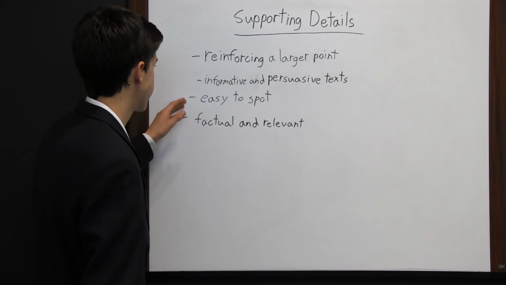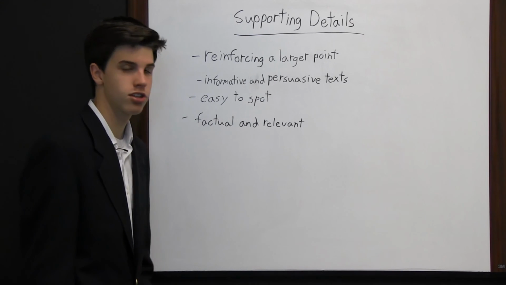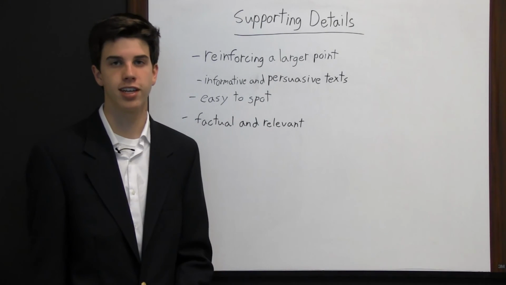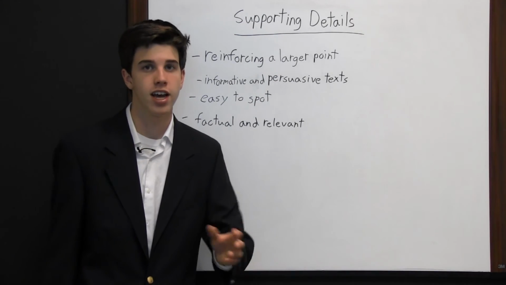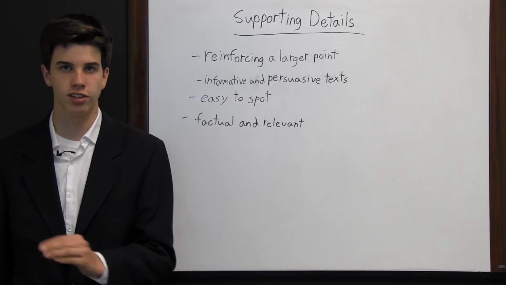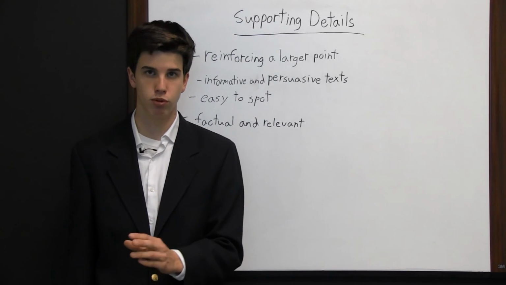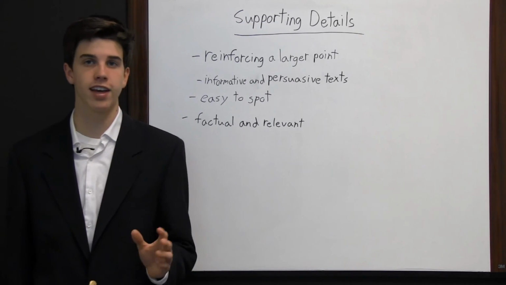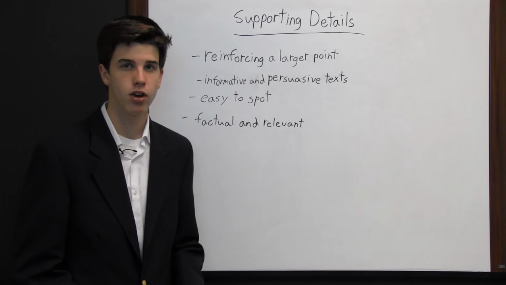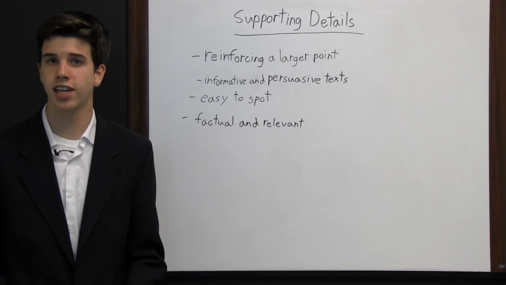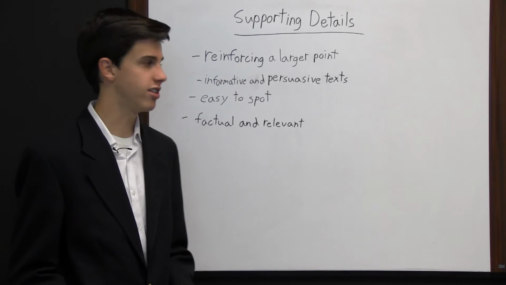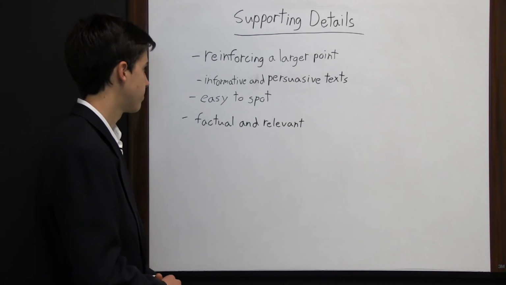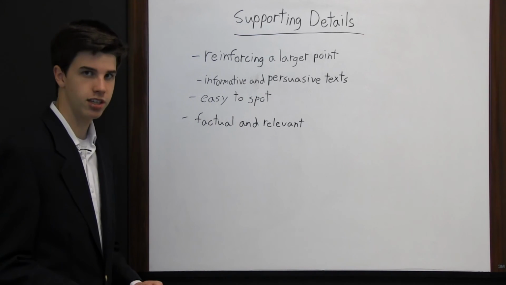And supporting details are often easy to spot because the writer will let you know that those details are coming. A lot of times they'll make a main point and then they'll say something like first, and give a supporting detail, and second, and give another supporting detail, and then say finally, and then give the third supporting detail. Or they might say something like, for example, or for instance, and that would tip you off that the next supporting detail is coming along. Supporting details need to be two things.